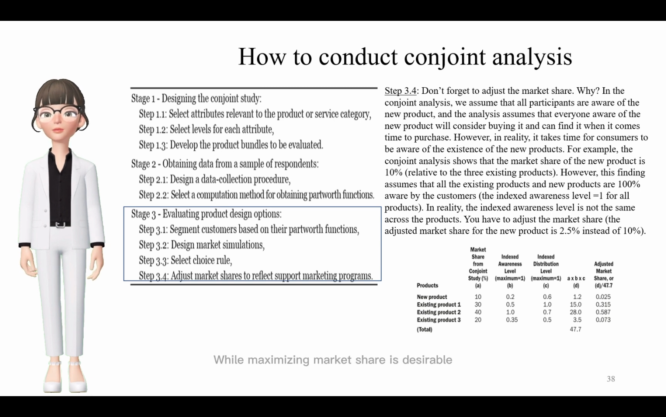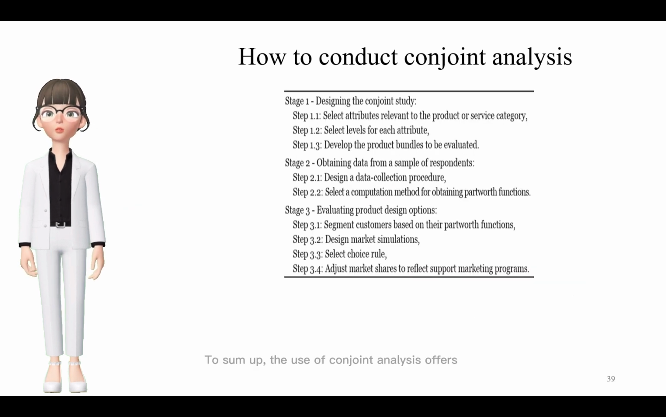Once the market share for one or more new products is determined, the firm must decide which product bundle to introduce. While maximizing market share is desirable, firms must also consider their profitability objectives and constraints. In the upcoming week, we will explore how to adjust market share or profitability objectives in conjoint analysis in greater detail. To sum up, the use of conjoint analysis offers a robust structure for assessing product design options. Through the stages presented, companies can obtain valuable information regarding customer preferences, create a simulation of market conditions, and make well-informed choices about the launch of their products.